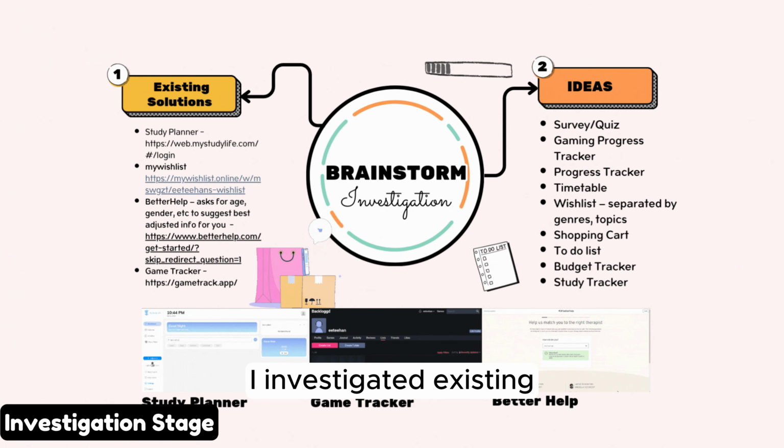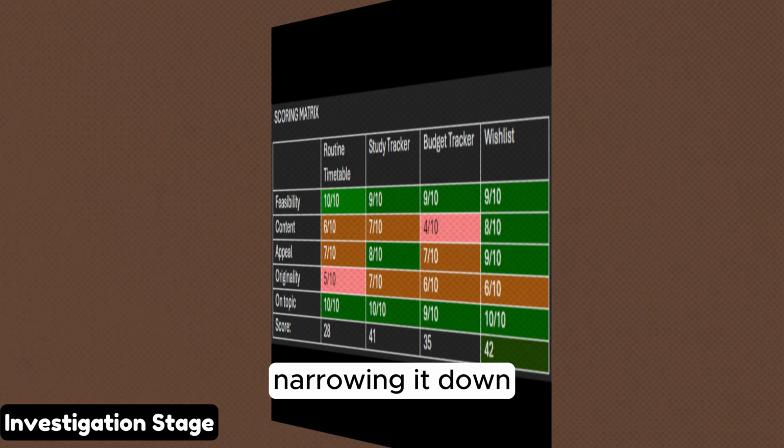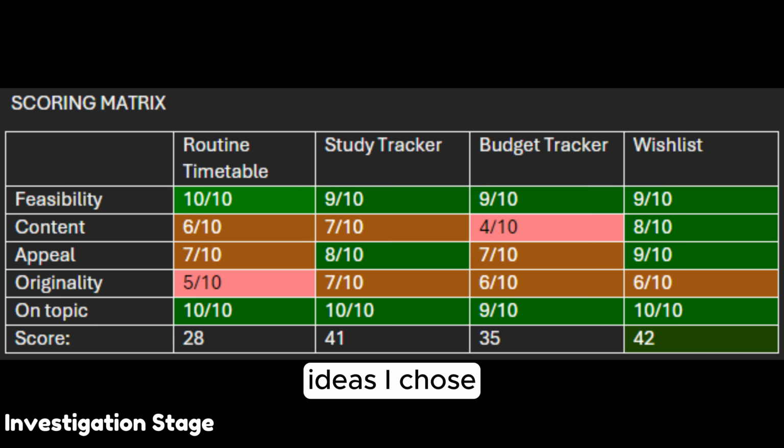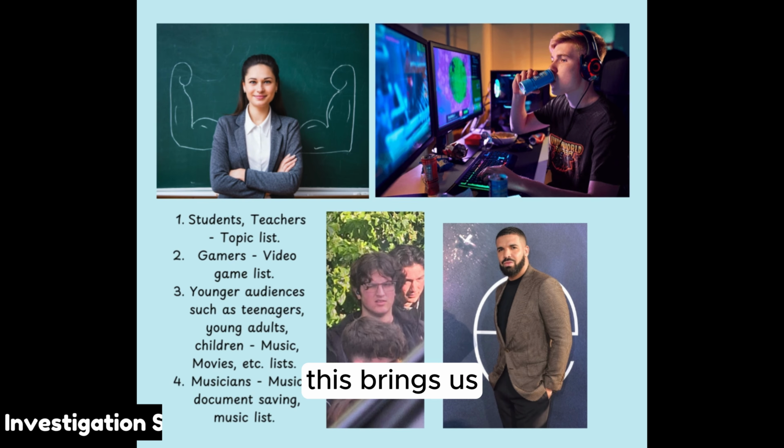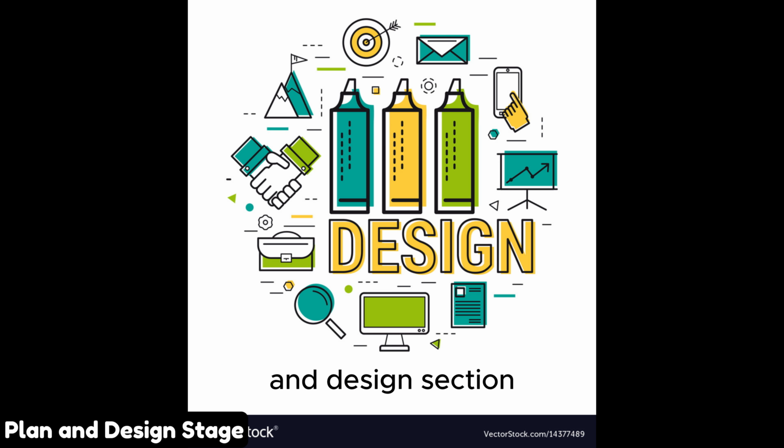I investigated existing solutions to the problem and came up with some ideas. Narrowing it down, these were the ideas I chose. In the end, I went with the wishlist idea. Here are the end users of my project and their objectives. This brings us nicely on towards the plan and design section.